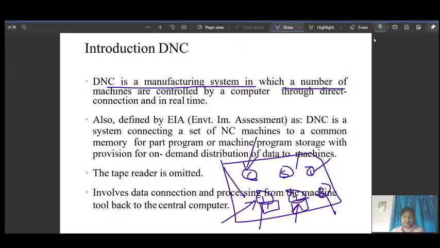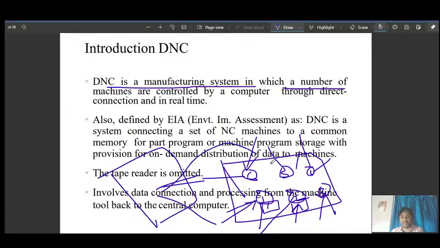So is there any way to sort out this problem, to resolve this time issue? Yes, there is. If somehow we are able to connect all the machines through a central computer where all the machines can be accessed and programmed, and programs can be sent. So DNC, direct numerical control, provides the answer to this time issue using a central computer.